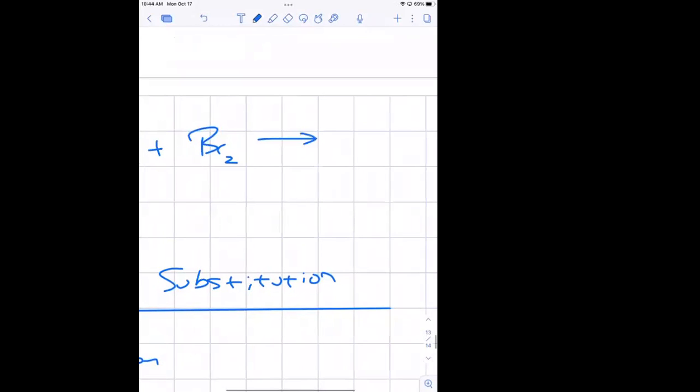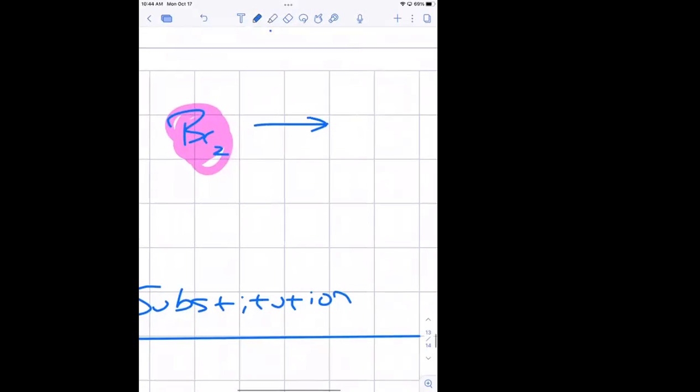Anytime I do a radical reaction, I have to do it in the presence of ultraviolet light. That's the only light that has enough energy to cleave a carbon-carbon bond, carbon-hydrogen bond, or an initiator bond. Most of the time, your initiator for radical substitution is going to be a halogen. So Br2, Cl2, I2. And so I'm going to react this in the presence of light, h nu.